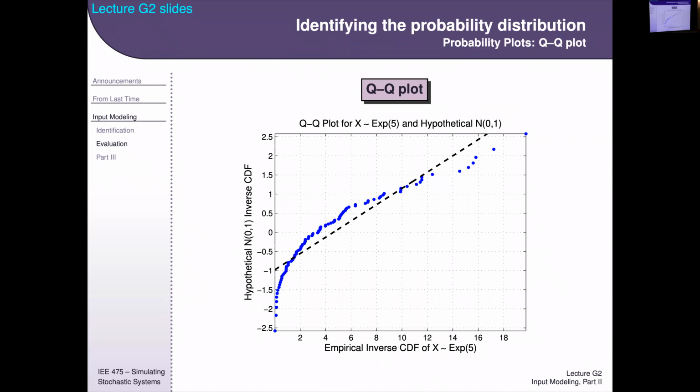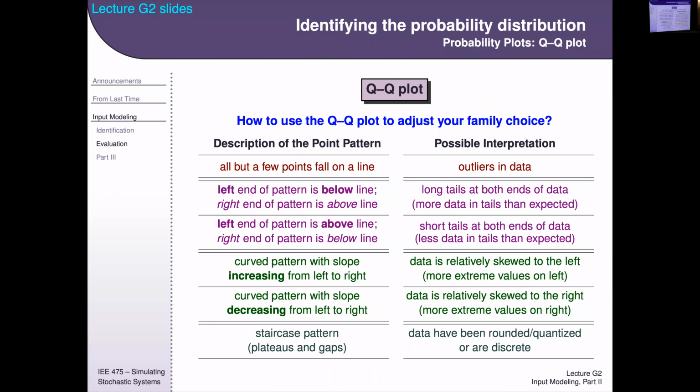And so there are general rules for these QQ plots, general patterns that you often see. All but a few points fall on a line: that's okay, there are just outliers. And then there are patterns where the left end is below and the right end is above, or the left end is above and the right end is below. It gives you some hints about the tails of your data relative to your hypothesis.